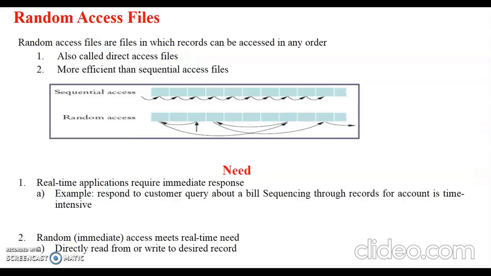So these are called random access files. What we have seen till now, text files, are sequential access. We were reading data one by one. But random access means you can go from the beginning to the end, then come back to any position. So random access files are files in which records can be accessed in any order, also called direct access files. These are more efficient, obviously, whenever we use them for real-world applications.